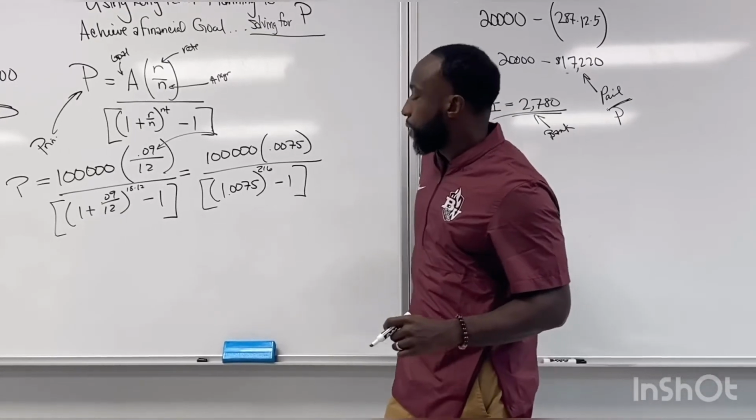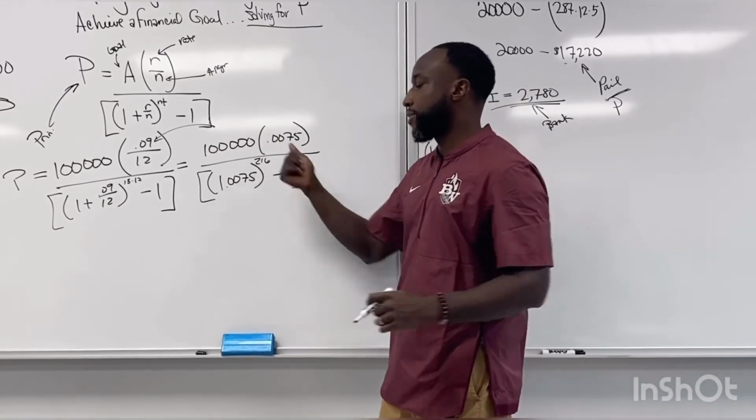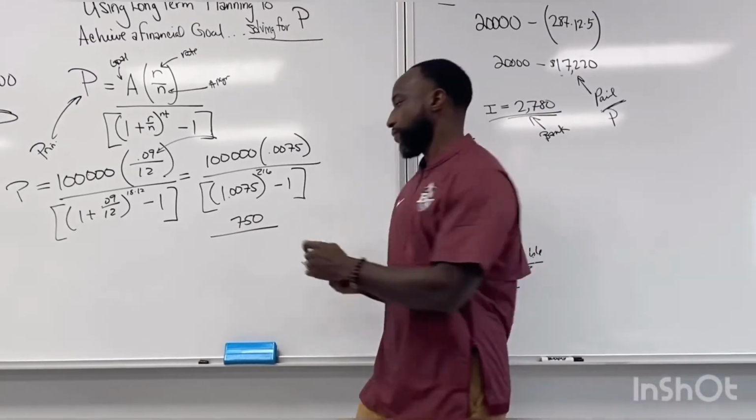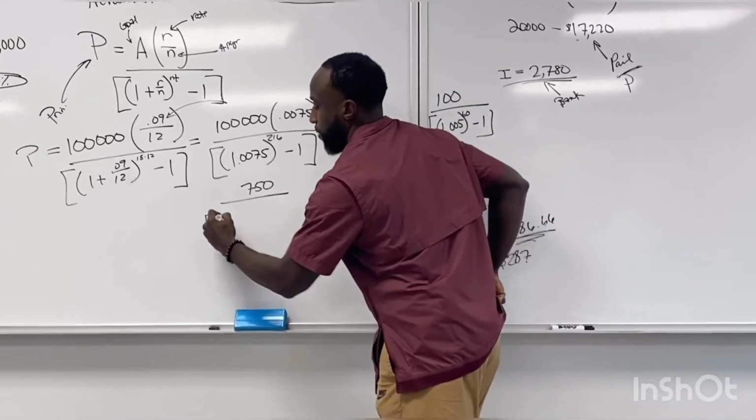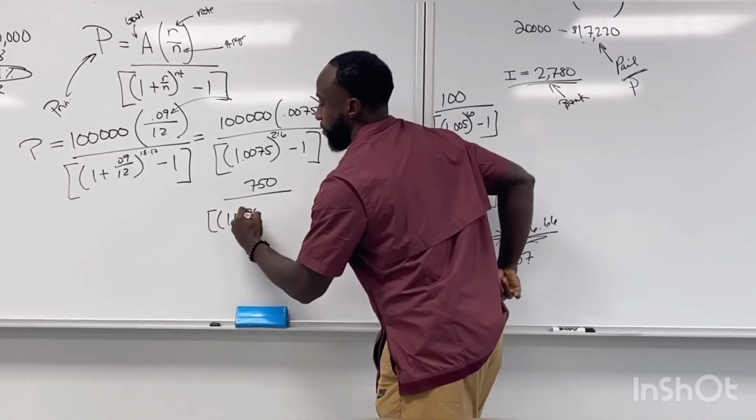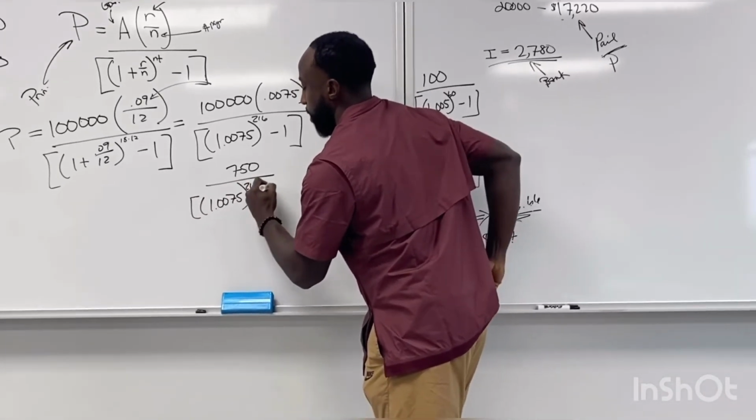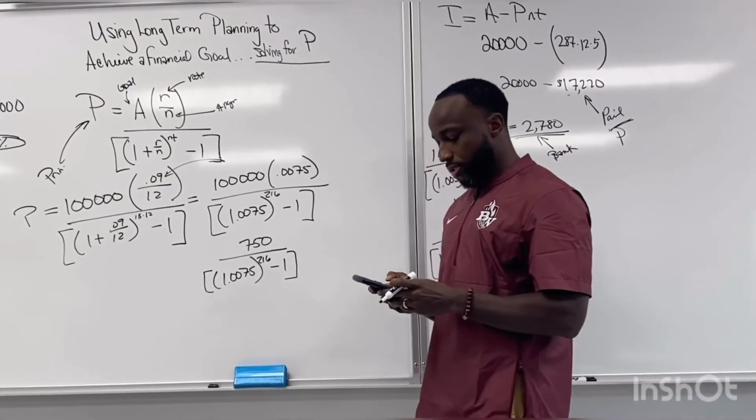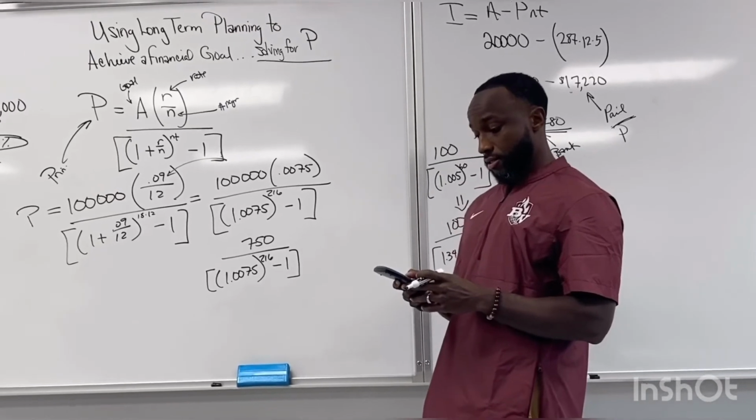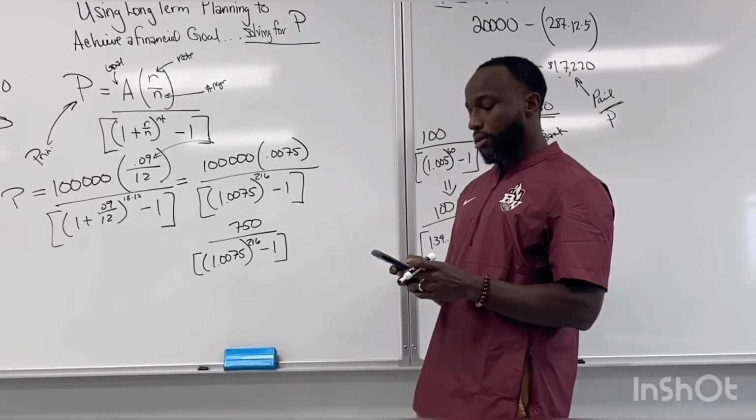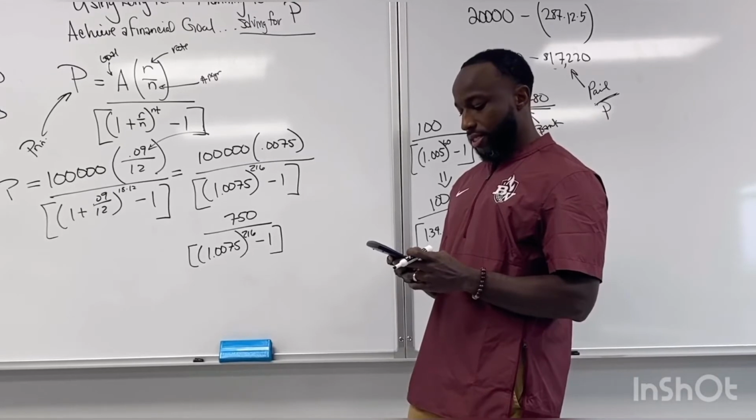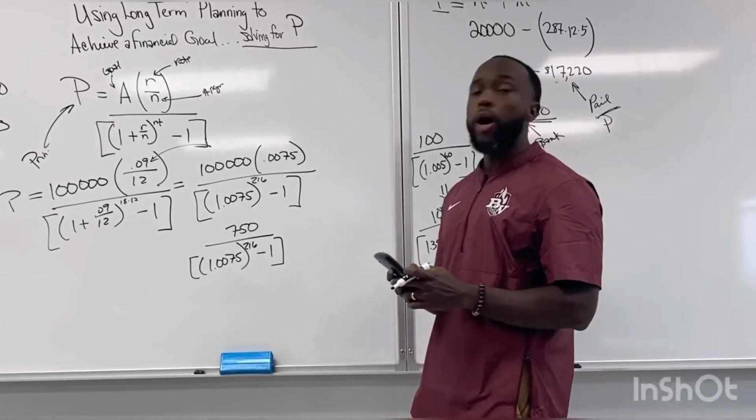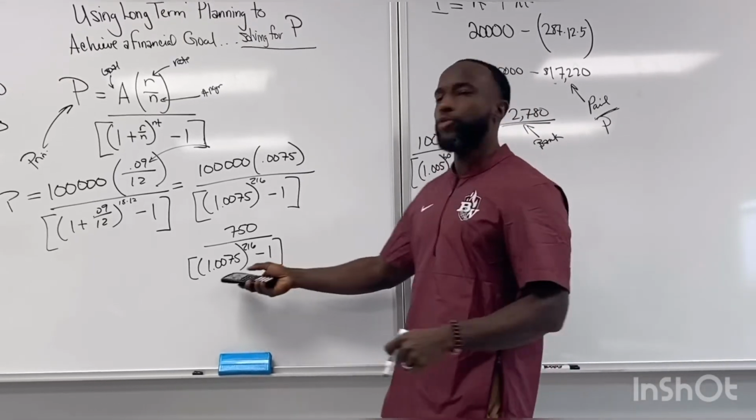Next thing, we multiply the top. 100,000 times this gives us 750, all over, let's rewrite what we had, 1.0075 to the 216 minus 1. Now, how much is it? 186. And 44 cents. Oh, yeah, good. You went too fast.